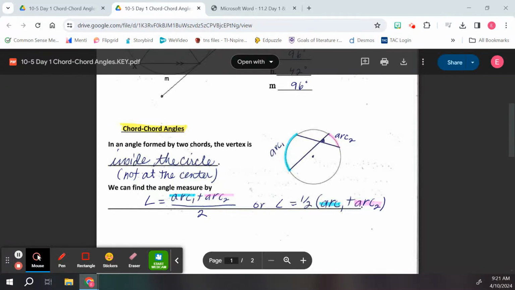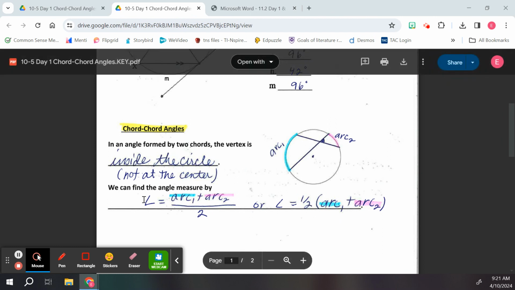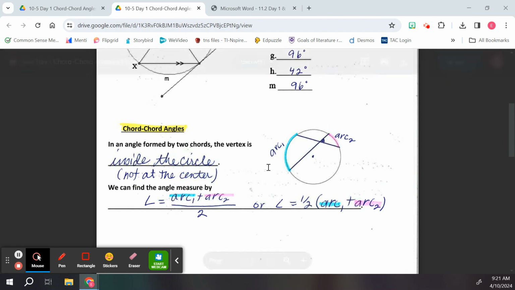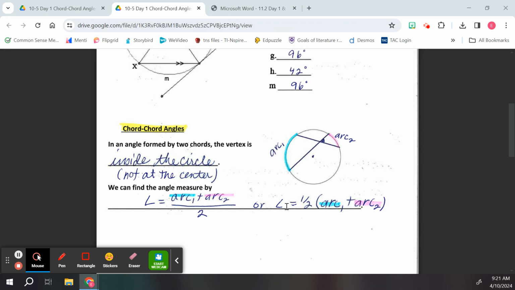Okay, so here's our rule for today. It says, with the chord angles, in an angle formed by two chords, the vertex is inside the circle, but not at the center. That is very important to remember. But the measure, you find the measure of this angle by adding the first arc plus the second arc, and then dividing it by 2 or multiplying it by 1/2, whichever works for you.